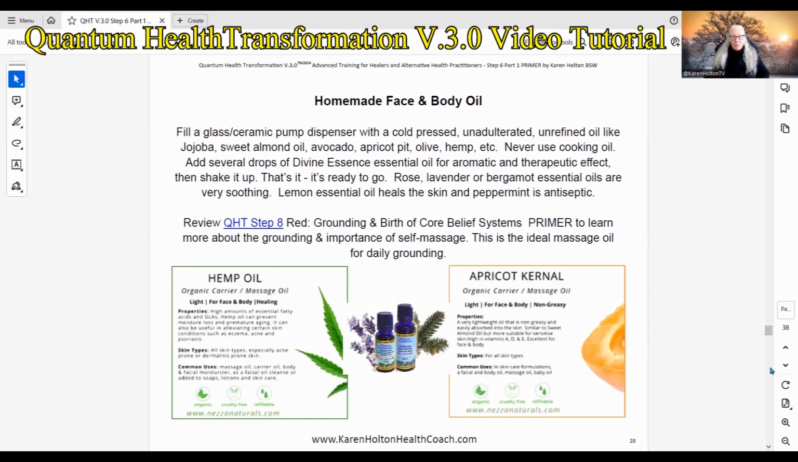Rose, lavender, or bergamot essential oils are very soothing. Lemon essential oil heals the skin, and peppermint is antiseptic. Review Quantum Health Transformation Step 8 Red, Grounding and Birth of Core Belief Systems Primer to learn more about the grounding and importance of self-massage. This is the ideal massage oil for daily grounding. And again, you can get really healthy carrier oils from Neza Natural, and I've given you the link in the primer already.